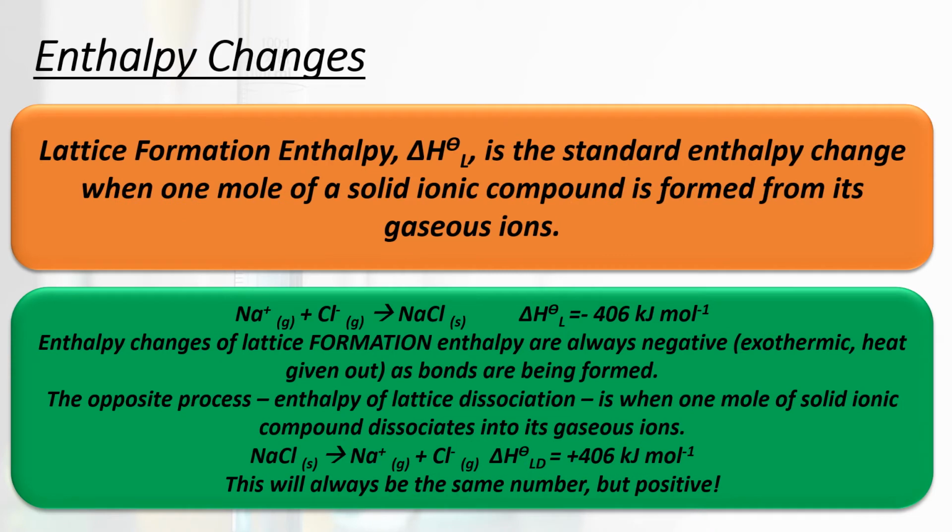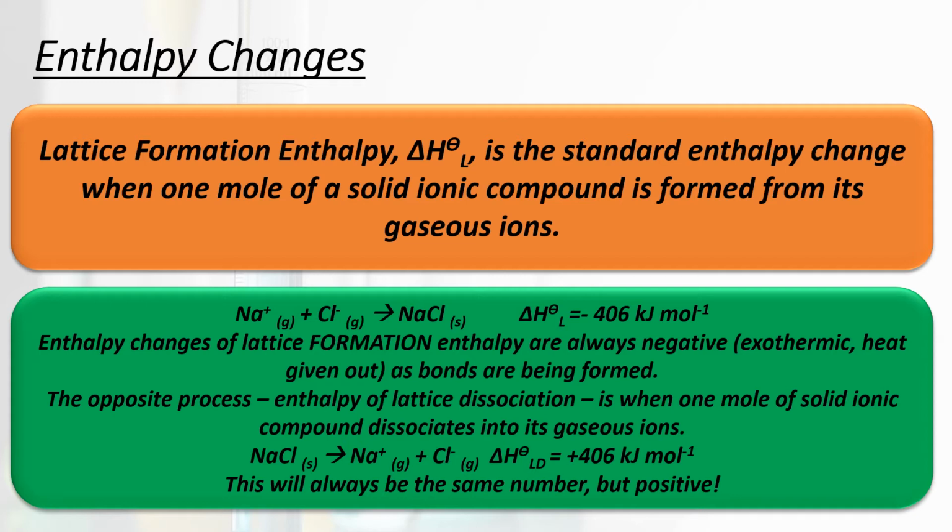The next is the lattice formation enthalpy, delta HL. This is the standard enthalpy change when 1 mole of a solid ionic compound is formed from its gaseous ions. So this sounds very theoretical and a bit odd, that you take 2 gaseous ions and they come together and magically form an ionic solid, but that's what the definition is. And so the example would be to form sodium chloride, the ionic solid. So you take the sodium ion as a gas, the chloride anion as a gas, and form sodium chloride as a solid. So 1 mole of gaseous ions forms 1 mole of our solid ionic compound.